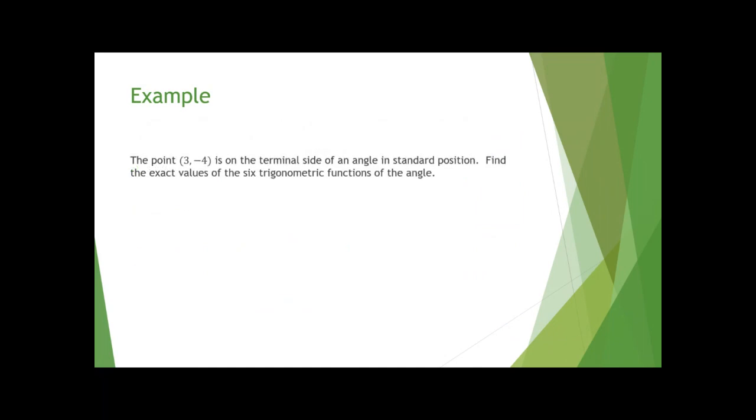Okay, so now, this is a different type of problem. The point 3, -4 is on the terminal side of an angle in standard position. Terminal side means that it's going to be in reference to the horizontal. Find the exact values of the 6 trig functions of the angle.